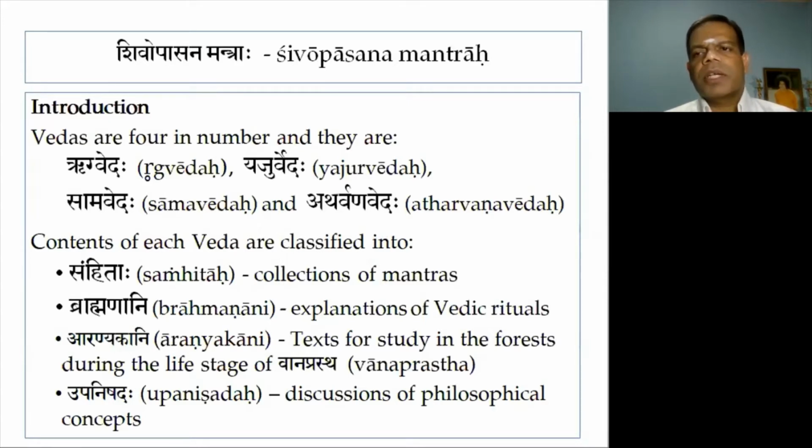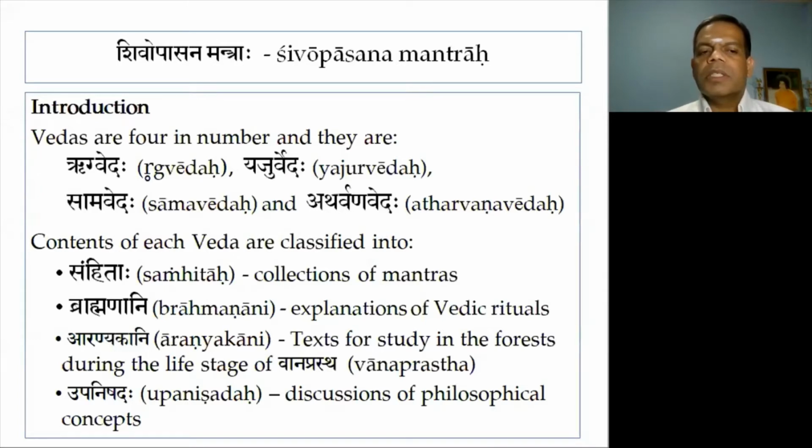The third type of texts are called Aranyakas or Aranyakani. They are texts devised for study by people who have retired from active life. They have gone to the forest after they completed their Grihastha Ashrama, that is, householder life. They go to the forest and live and study the Vedas, and they are called vanaprasthas. Vanaprasthi means those who are living in the forest. They study, and for them there have been texts outlined, so they are called Aranyakas.